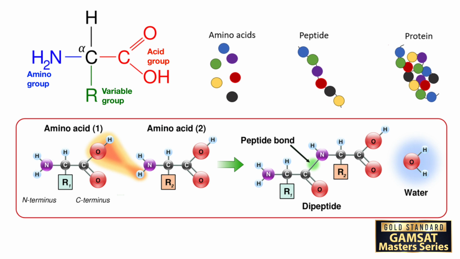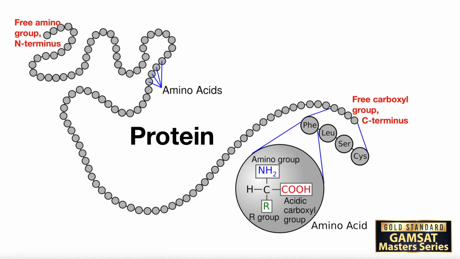So then at the beginning of the polypeptide, you will have one amino group sticking out. Then when you go all the way to the end of the polypeptide or protein, you will have the carboxylic acid group sticking out at the other end. So that is how the protein is being produced.